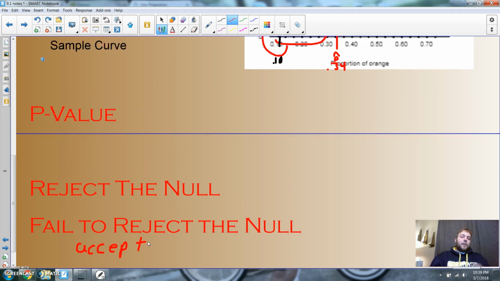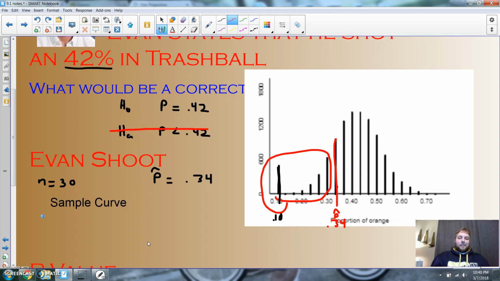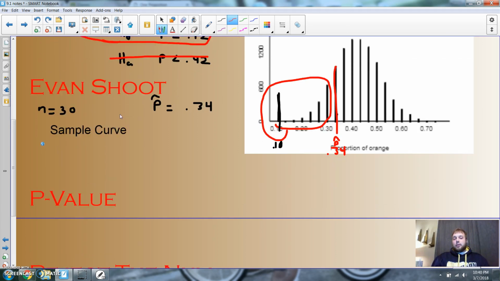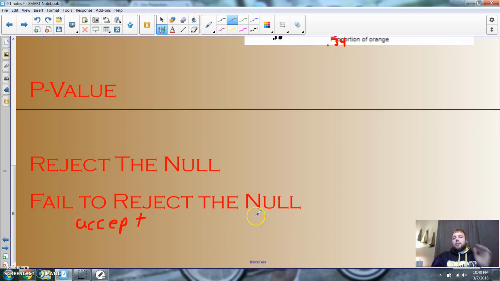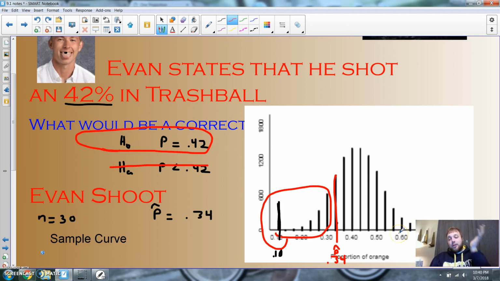When you fail to reject the null, we are basically saying I don't have enough proof to prove my alternate. So I am going to choose and say, okay, fine, I'm not going to call you a liar, right? Failing to reject says I'm not going to call you a liar, but could you still be a liar? Do we know Evan actually did shoot a 42? We don't know. He could have shot something other than a 42. He still could have lied to us. I just don't have enough information to prove it, right?